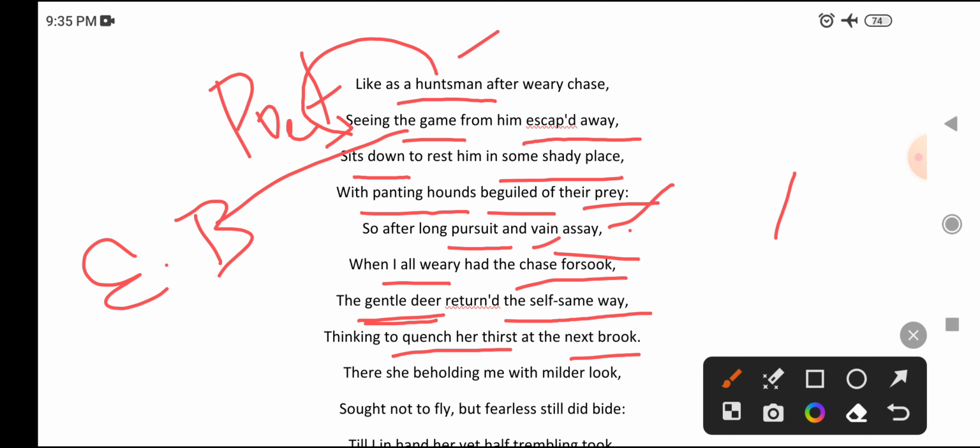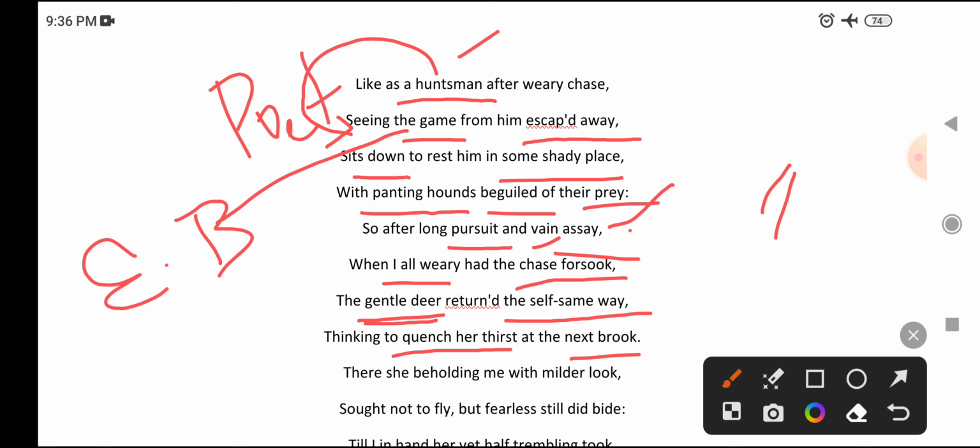So here we can say that it's somewhat sensual imagery, because the deer, Elizabeth Boyle, is also returning another way, and as the poet is sensually or sexually inclined towards her, so she is. "So there she beholding me with a milder look," Elizabeth Boyle looked at the poet with a milder look.